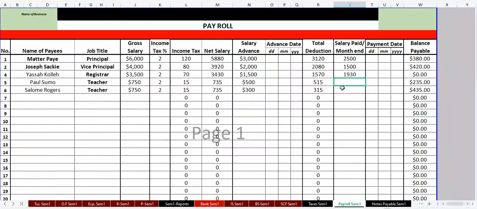Then we have the teachers also got their money, 235, 0. And then the other teacher got her money, let's say $435. So that balance is 0.